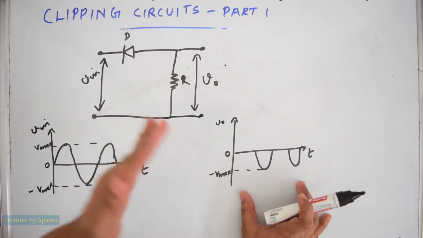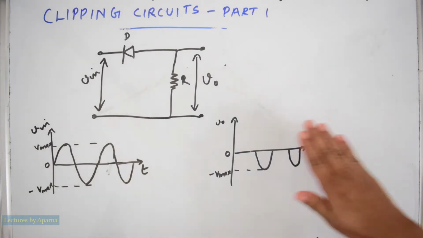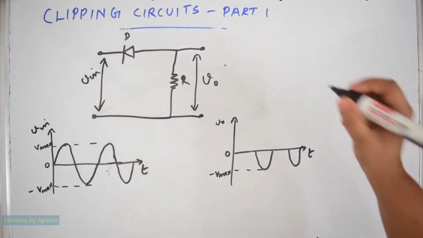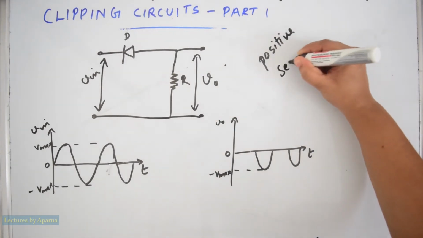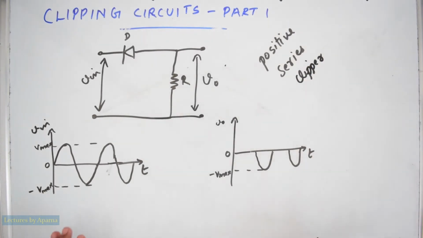I'll explain how this is happening. The positive half cycles will be clipped off from this input wave, and hence it is called a positive series clipper. In a positive series clipper, positive half cycles are clipped off.